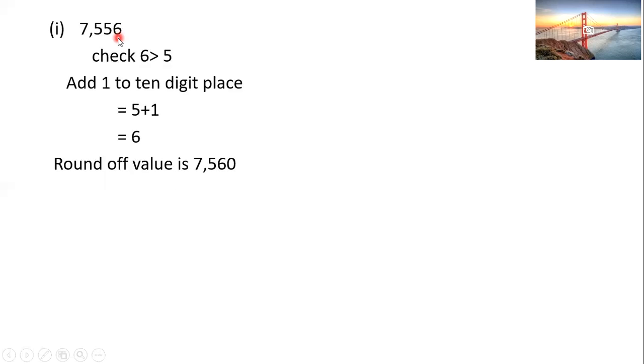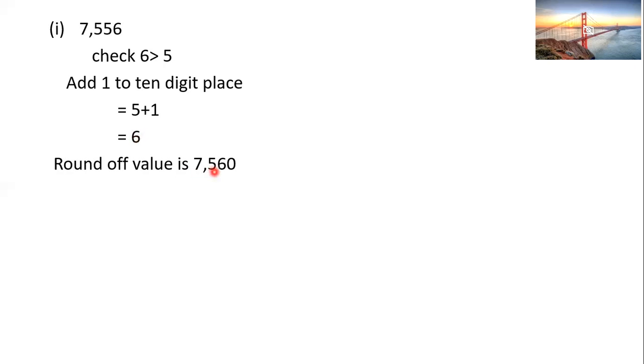What's the one's place value? One's place value is 6. 6 is greater than 5 or less than 5? Yeah, it's greater than 5. And next we add 1 to the 10's digit place. What's the 10's place value? The 10's place value is 5. So you have to add 1. What will we get? 6. Okay, so what is the rounded value?